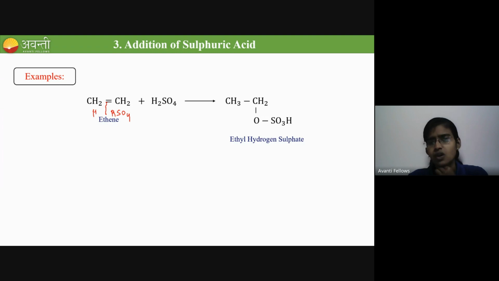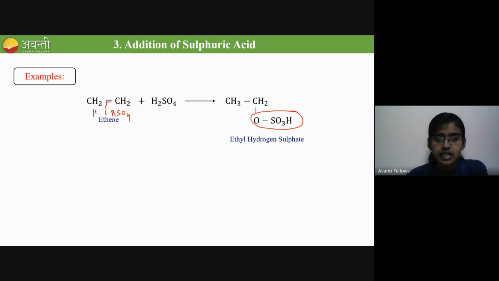Now, oxygen is forming the bond with this carbon. Why? Oxygen only forms the bond. Hydrogen will not go and form the bond with carbon. So it is actually HSO4-. So it is called ethyl hydrogen sulfate.